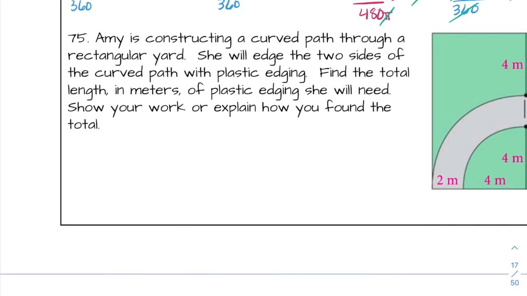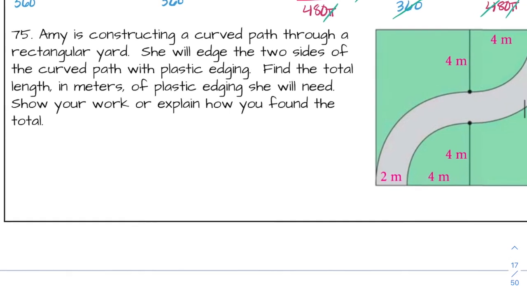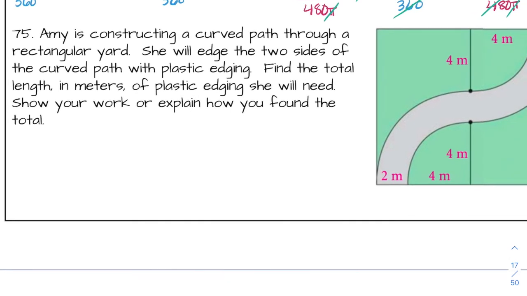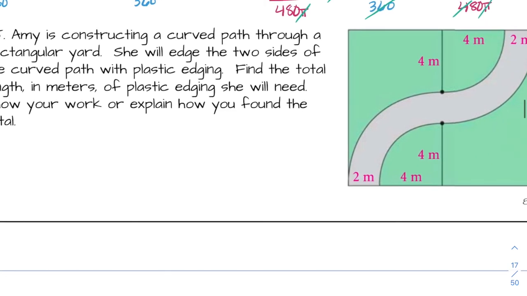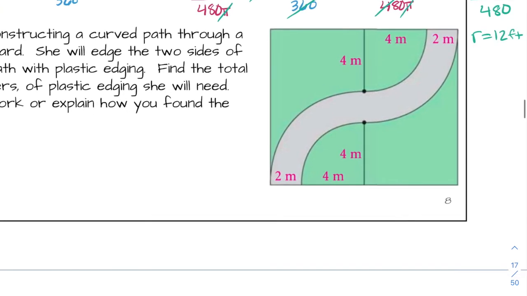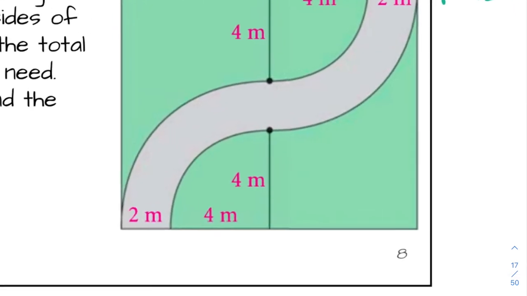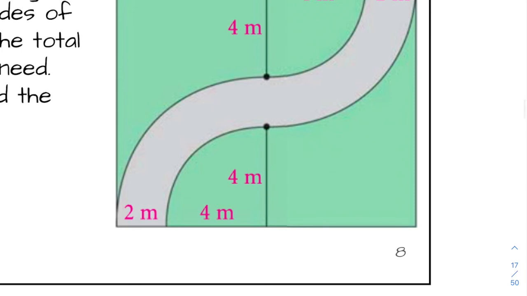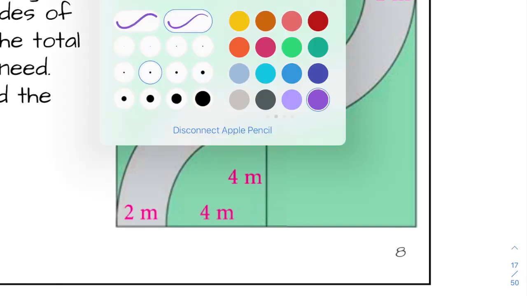All right, last question. Amy is constructing a curved path through a rectangular yard. She will edge the two sides of the curved path with plastic edging. Find the total length in meters of the plastic edging she will need. Show your work and explain how you find your answer. So there's two sides of the path. What we have here is, let me increase that a little bit.